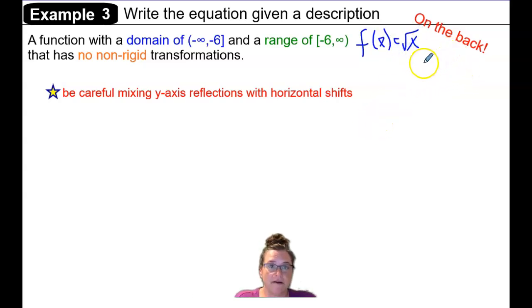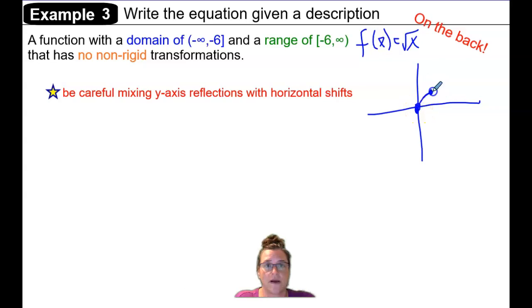And the square root function's equation is f of x is equal to the square root of x. The parent graph of that square root function has its endpoint at 0, 0. It passes through 1, 1, and it makes half of a sideways parabola. Right, that's the shape.